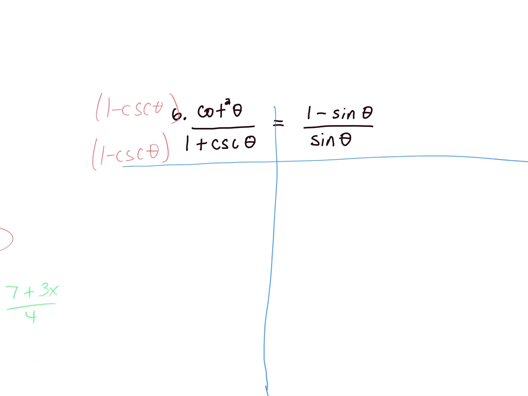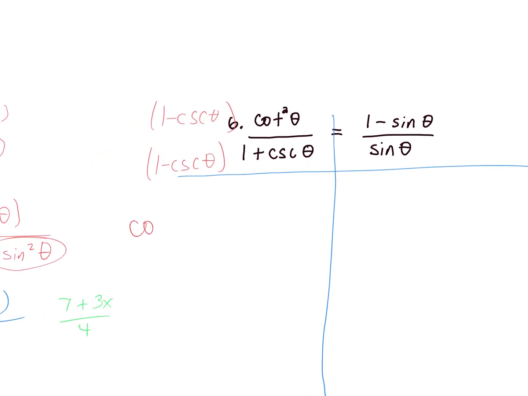It's going to cause us to think a little bit. So again, just like we did the last problem, don't worry about multiplying the numerators or anything yet. Just leave it. I'm going to put cotangent in front, and then my 1 minus cosecant. So let's work on the bottom.